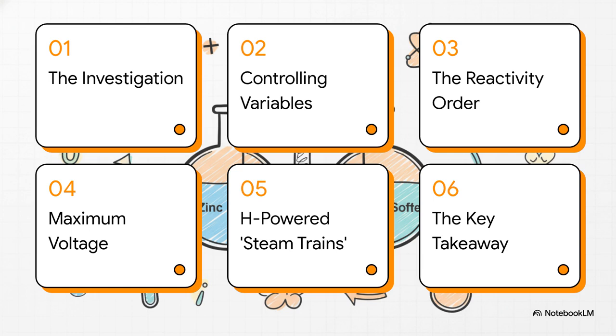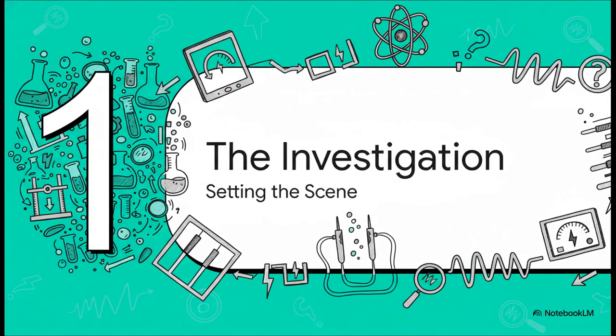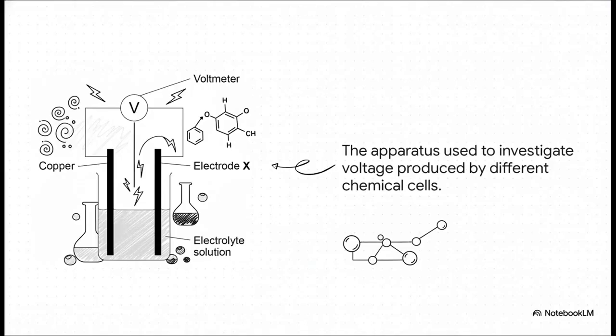So here's our game plan. We'll start by making sure we understand the experiment itself. Then we'll walk through each part of the question one by one, from control variables to reactivity, and we'll even finish up with a cool real-world example about hydrogen fuel cells. All right, first things first. Before we can answer anything, we've got to understand what was actually done in the investigation. Let's set the scene.